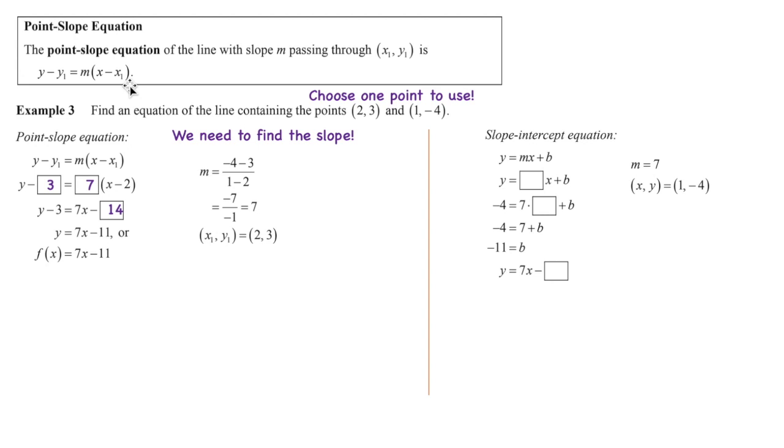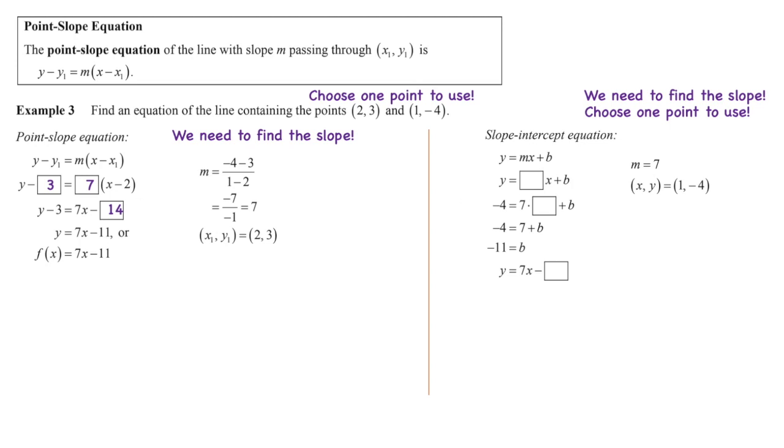How does this then compare to slope-intercept form? Slope-intercept form is y equals mx plus b. We already found our slope and we need to use a point. This time, instead of using our random point of (2, 3), let's use our point (1, -4). So we chose our point for our x and our y, and we now need to find our y-intercept because we don't have our y-intercept yet.